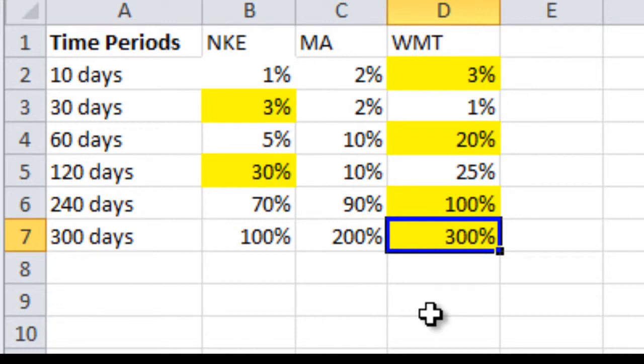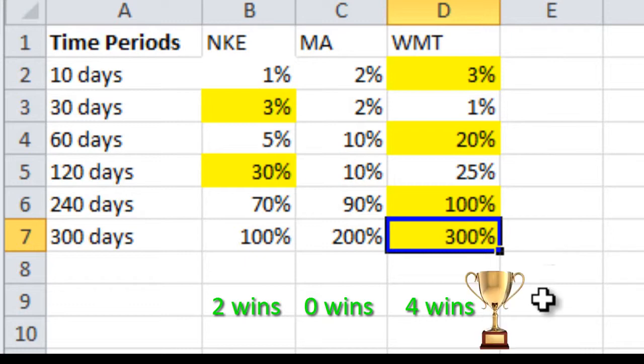So as you can see here, for the 6 time periods and these 3 stocks, Nike won 2 of the time periods. MasterCard didn't win any of the time periods. And Walmart won 4 of the time periods. So the strategy performs a voting process. And since Walmart had the largest percent gain for the greatest number of periods, it wins this voting process, and the strategy will choose to buy Walmart.